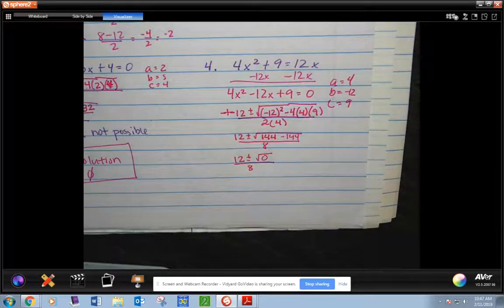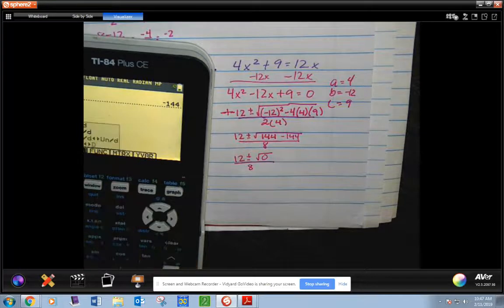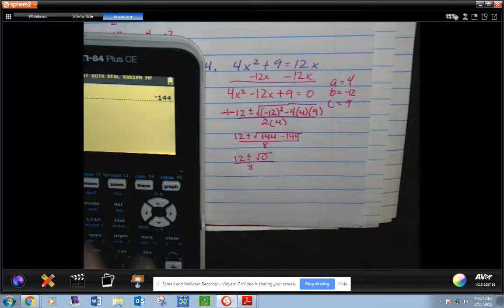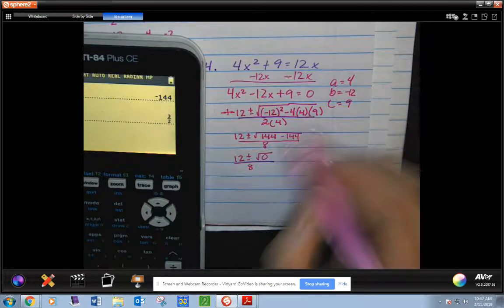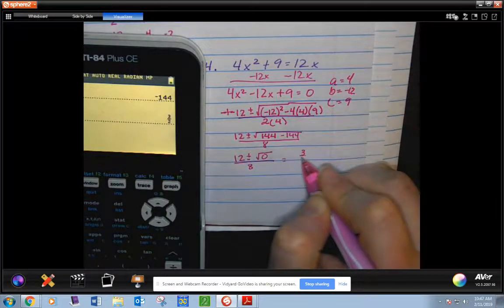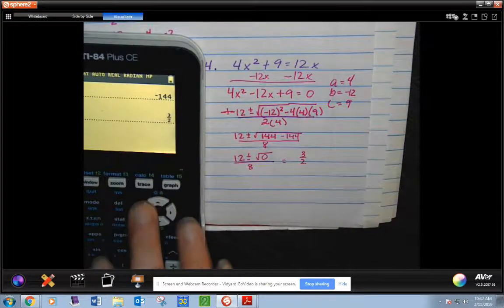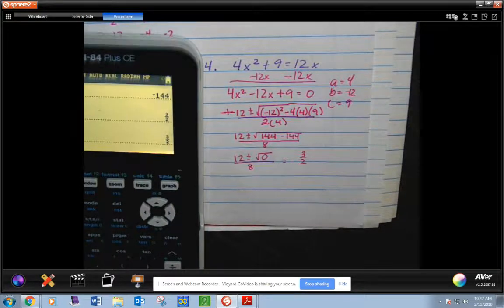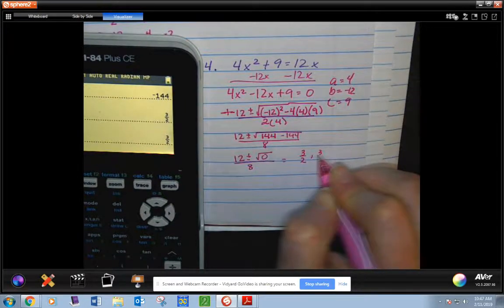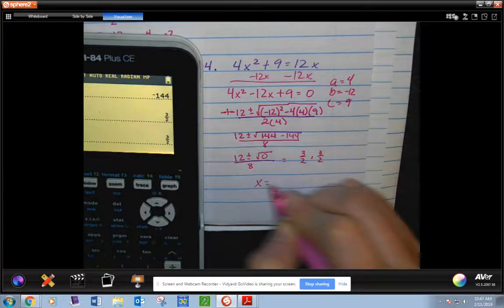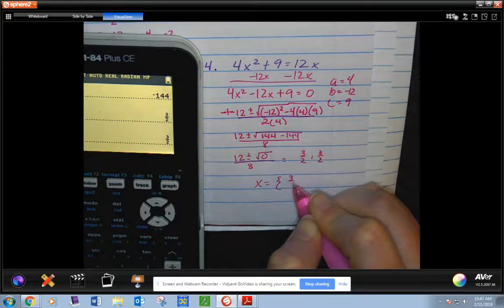Once you get to here, the square root of 0 is not going to do you much good, but you can alpha y equals this, and you're going to do 12 plus the square root of 0 divided by 8. And that gives you 3 over 2. Then you're going to go back up, repeat the problem, change the plus to a minus, and you also get 3 over 2. So this time your answer is 3 over 2.